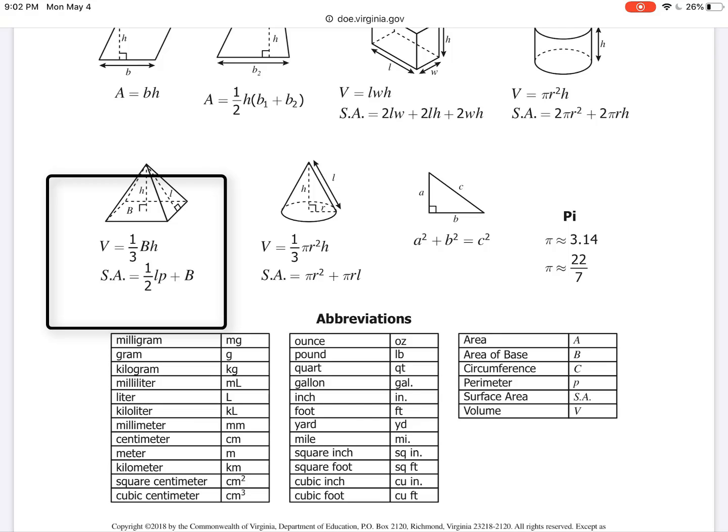Lowercase l stands for slant height, and that is different than the height. The slant height is the height from the point of the triangle down to one of the edges, sloping down the side of one of the triangular sides. P, as indicated in the chart at the bottom, stands for the perimeter of the base. So in order to find P, you will need to find the perimeter of the square at the bottom. And of course, you will also need to find the area of the base.